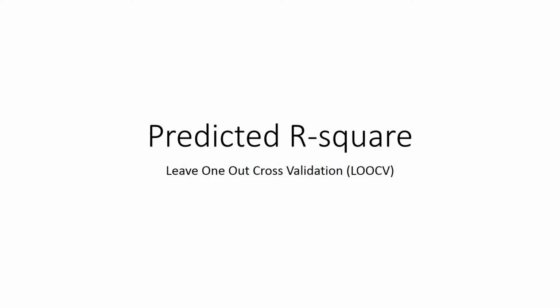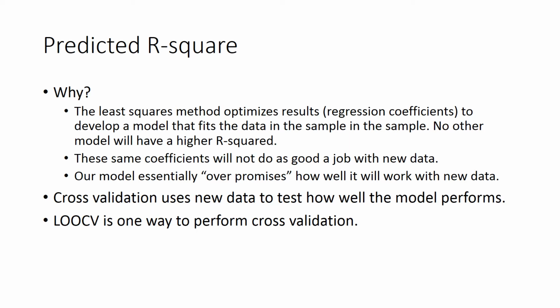Here's a look at predicted R-square. The least squares method optimizes the results to develop a model that fits the data in the sample. No other model, basically a set of regression coefficients, will have a higher R-square. R-square is the proportion of the variation in your dependent variable that's explained by the model.